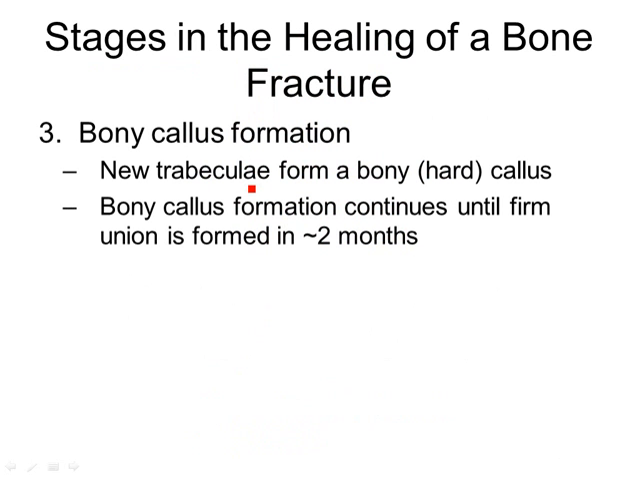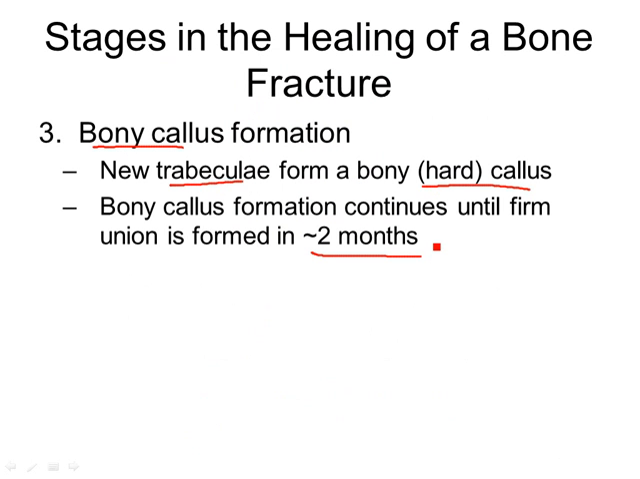All right. Now, after you've made the fibrocartilaginous callus, then you make a bony callus. You're basically going to completely replace that fibrocartilage with actual bone. So now you're going to lay down trabeculae, spongy bone, and make a hard callus. And this is going to take up to about 2 months. So it takes about 2 months for a break to fully heal.